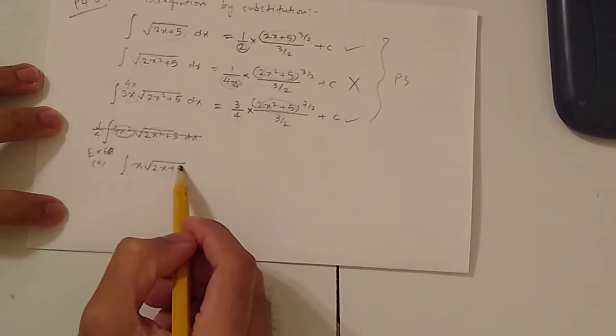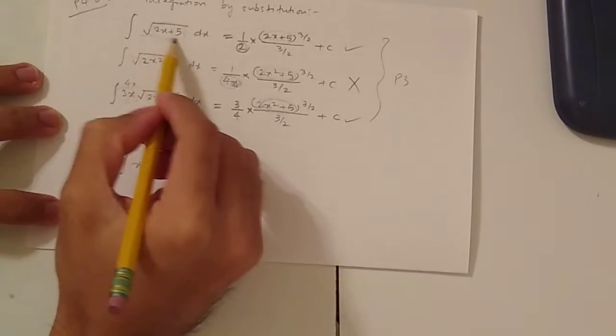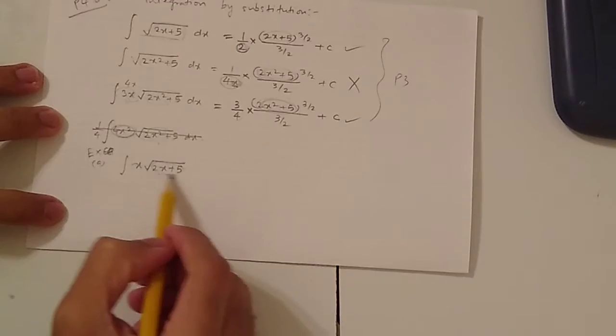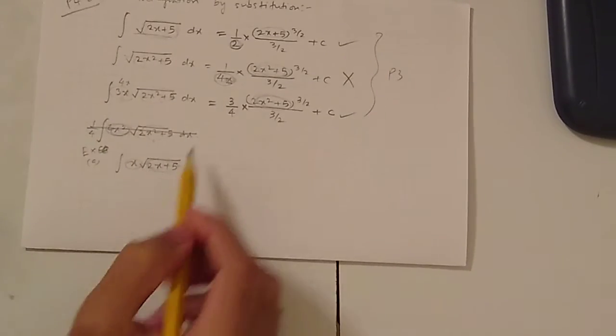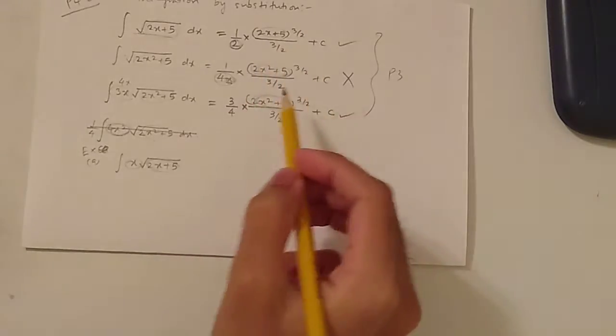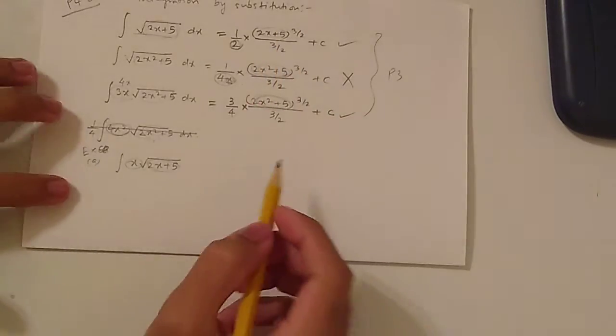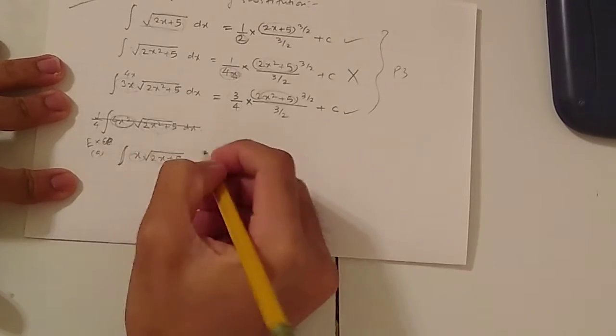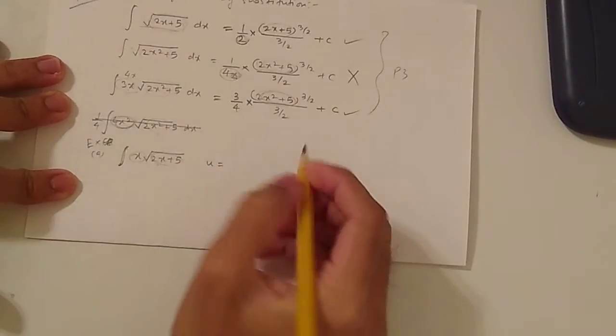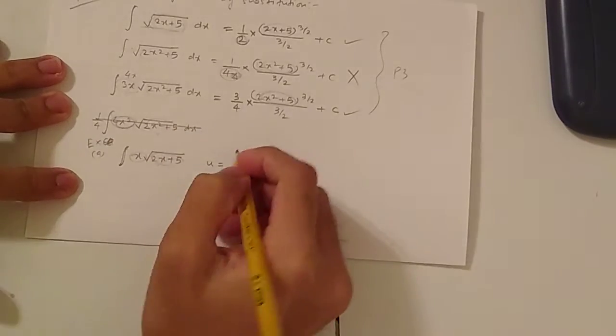Notice that over here, in 2x plus 5, the derivative of the function inside is simply 2, but over here we have x. So definitely this is not following the regular reverse chain rule that we learned in P3. Over here we are asked to solve this using the substitution u. For the first part, we are using the substitution u equals x plus 5.